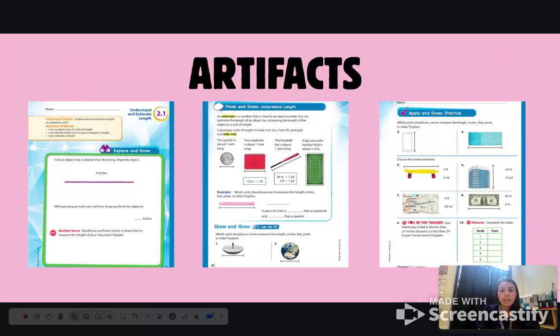Let's see. So here's some of the artifacts that we used. This is for my original lesson. This is the Big Ideas activity pages from the student's workbook. If you look through my lesson plans, you will see that this is more of the warm-up. Students are able to go around the room and find an object that's shorter than the string, and then it moves into the teacher modeling, using this visual guide as how the students are able to measure using length: inches, feet, yards, and miles.